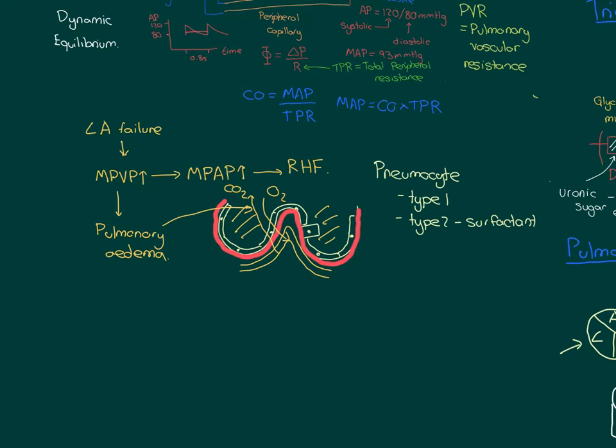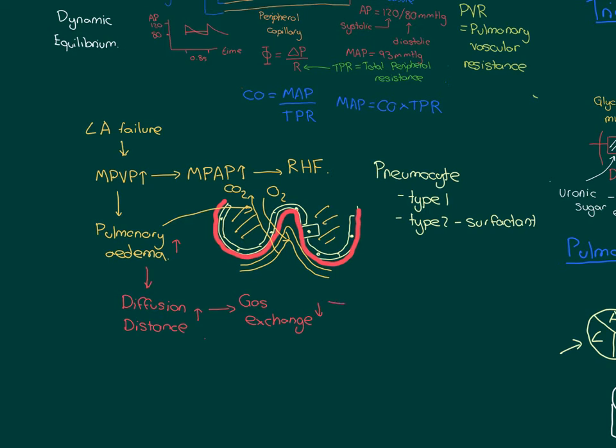So let me now add this onto the flow diagram. So pulmonary edema occurs, and then we get diffusion distance going up, and this means that gas exchange is going to go down. Sorry, I said diffusion distance had gone down, but diffusion distance has gone up. So the amount of oxygen that's coming into the pulmonary capillaries is going to go down, and the amount of carbon dioxide that we're getting off the pulmonary capillaries going into the alveolar spaces is going to go down as well. Okay, and this is going to lead to, therefore, problems with the amount of oxygen in the arterial blood and the amount of carbon dioxide in the arterial blood.